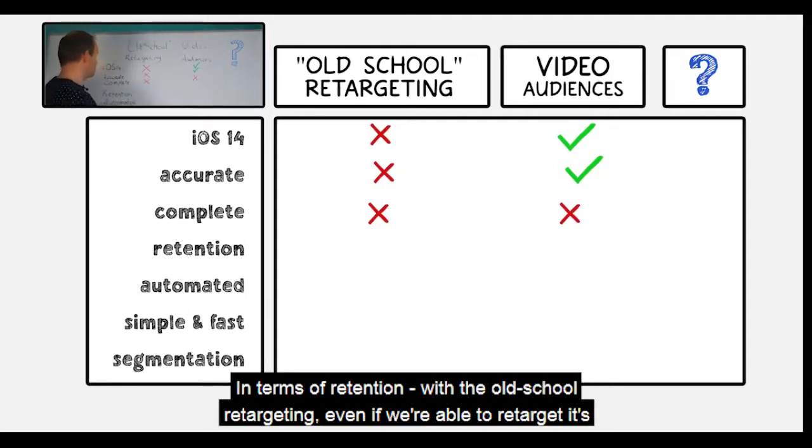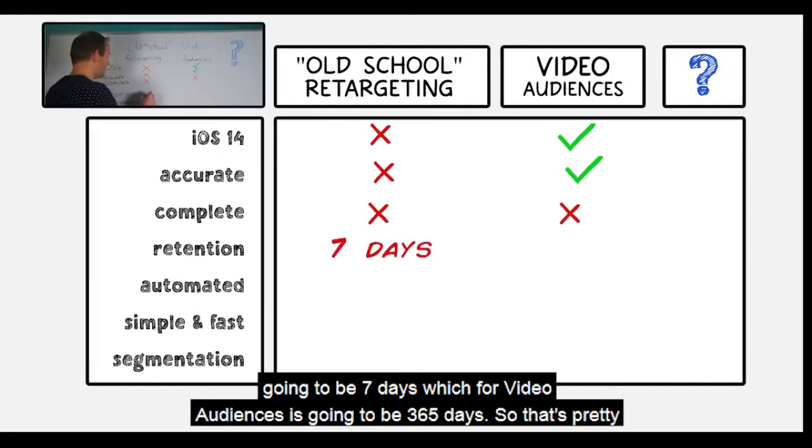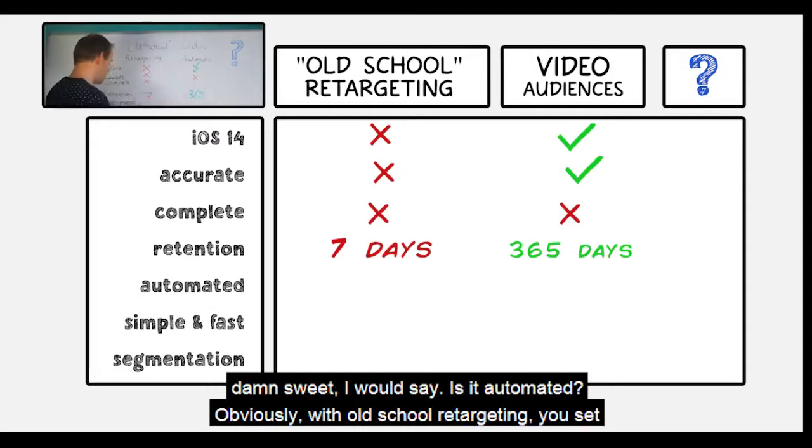In terms of retention, with the old school retargeting, even if we're able to retarget, it's going to be 7 days, right? Which for video audiences is going to be 365 days. So that's pretty damn sweet, I would say. Is it automated?